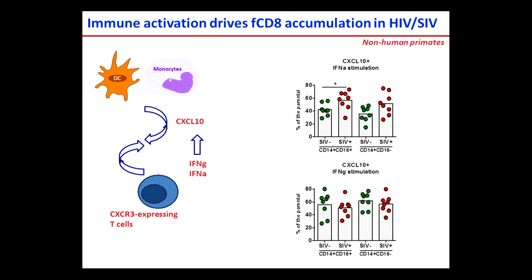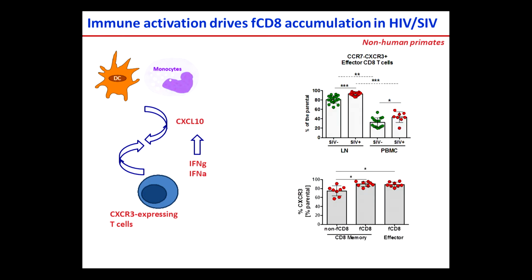And what you see is that with SIV infection, you get increased CXCL10 expression after interferon alpha stimulation. No real difference with interferon gamma stimulation, though they do express CXCL10.